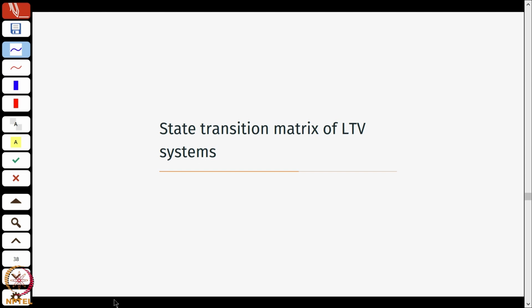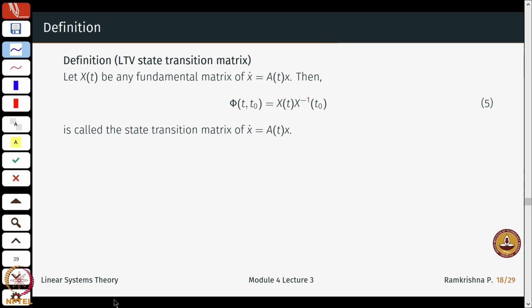Now, how do we construct the state transition matrix of an LTV system starting from this definition of the fundamental matrix? The claim here is that if you start with any fundamental matrix of x dot equal to A of t times x, then the state transition matrix is simply X of t times X inverse of t0.